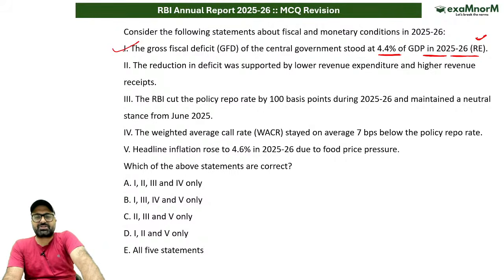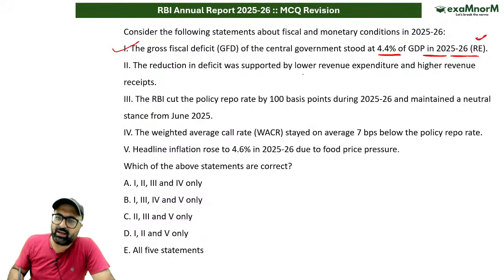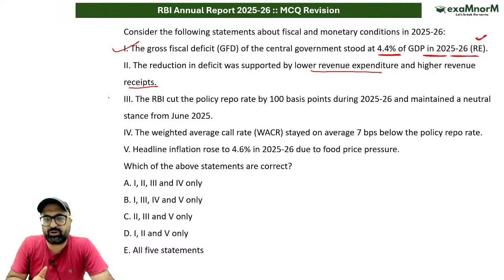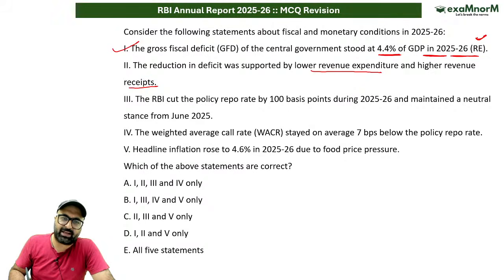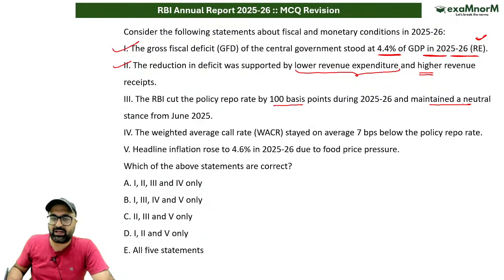Now the second point is the reduction in the deficit was supported by lower revenue expenditure and higher revenue receipts. नहीं सर, अगर हम इस पॉइंट को बहुत ध्यान से देखें, फिस्कल इंप्रूवमेंट क्यों हुआ? सर फिस्कल इंप्रूवमेंट हुआ दो तरह से. पहला पॉइंट ये है कि सर जो आपके नेशन का फिस्कल रेवेन्यू एक्सपेंडिचर है, दैट हैज डिक्रीज्ड. ऑन द अदर साइड द रेवेन्यू हैज इंक्रीज्ड. This is correct as per RBI report. RBI cut the policy rate by 100 basis points, maintained neutral stance, correct. Weighted average call rate stayed on average 7 basis points below the repo rate, that is correct.